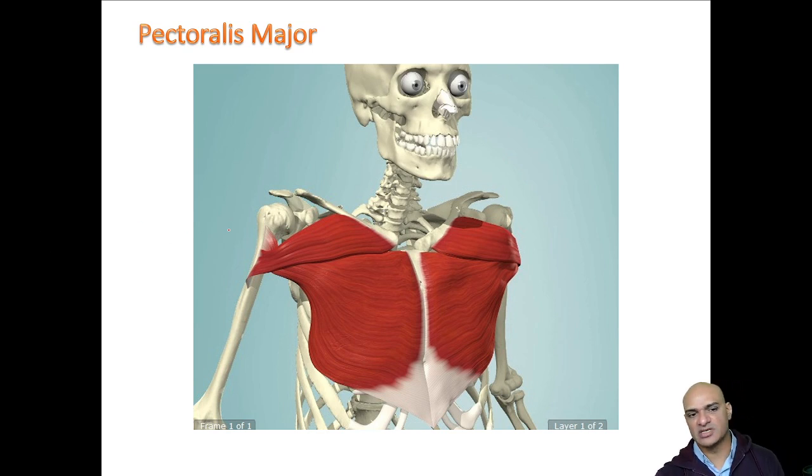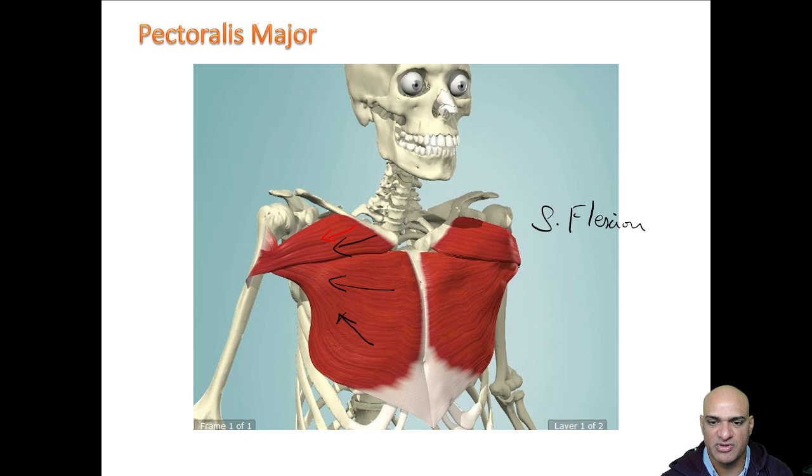We are looking at the functions of major muscles. The first muscle we'll be looking at is pectoralis major. In the pectoralis major, some fibers come from the top, like what you're seeing here, some fibers are coming from the middle, and some fibers are coming from the bottom. The fibers which are coming from the top make you do shoulder flexion.